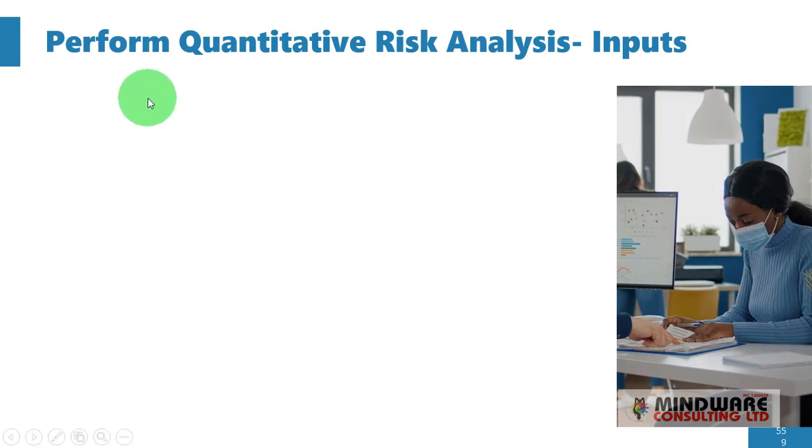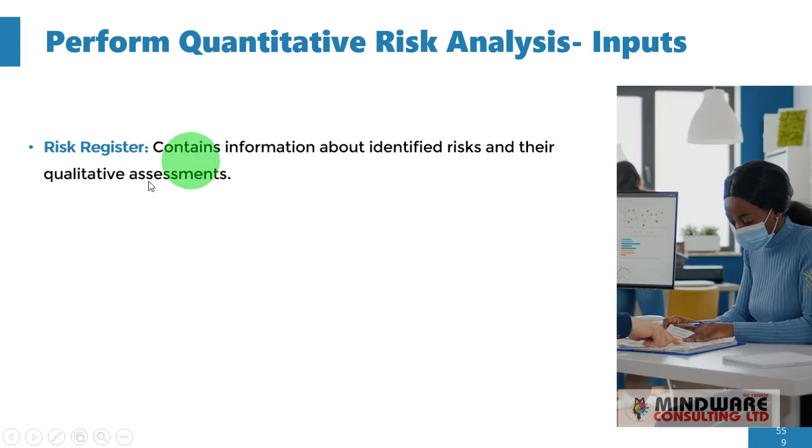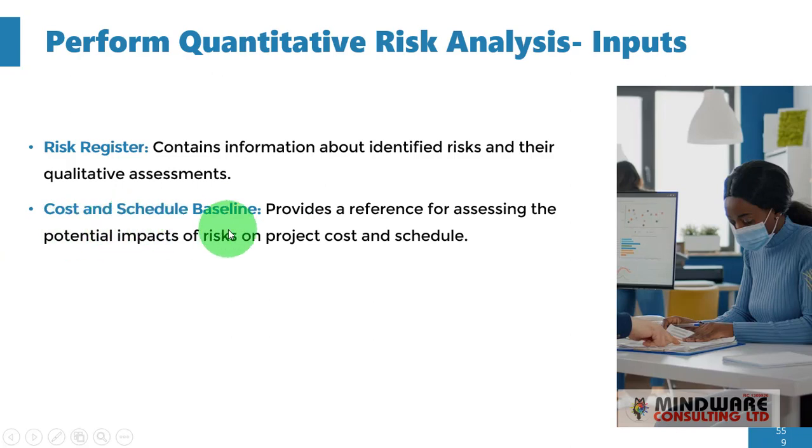Now, what are the inputs in this process? Firstly, we have the risk register. Like I earlier said, this contains information about identified risks and their qualitative assessment. From section 3, we've already done the qualitative risk assessment, so you have that handy. And of course, now you are going to be able to make use of them in assigning values to the identified risks.